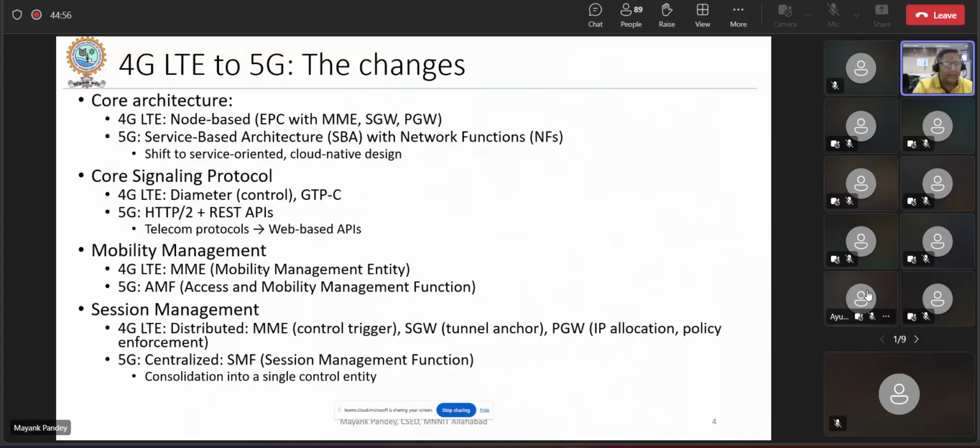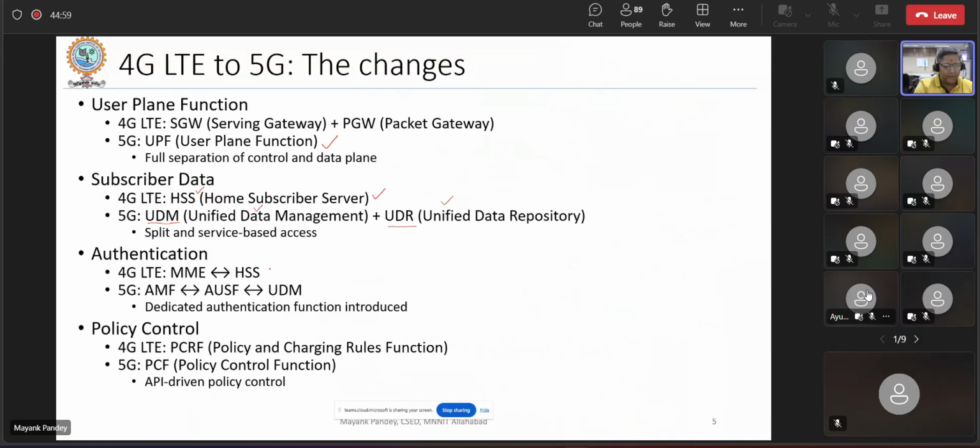So I told you about this user plane function, the UDM. Then for authentication, the MME used to have this interaction with HSS. For authentication here, there are two functions. AUSF is for authentication, which talks with UDM, and this AMF. So we have one network function flow which controls the authentication. Three network functions are used: the AMF, AUSF, and UDM for the dedicated authentication function.